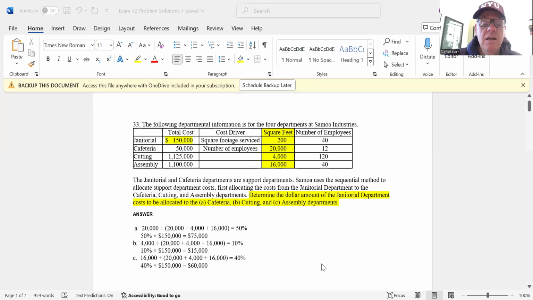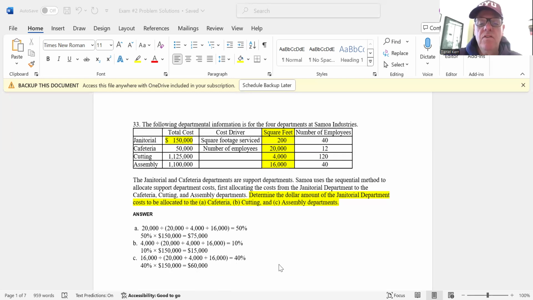And in the case of the cutting department, they've only got 4,000 square feet. So 4,000 divided by the combined total of 40,000, that gives you 10%. 10% of 150,000 is 15,000. And then the last one here, it's 40%. How did I get that? Because it's 16,000 square feet divided by 40,000 gives you 40%. And then you multiply 40% times 150, and that's where your allocations come from.